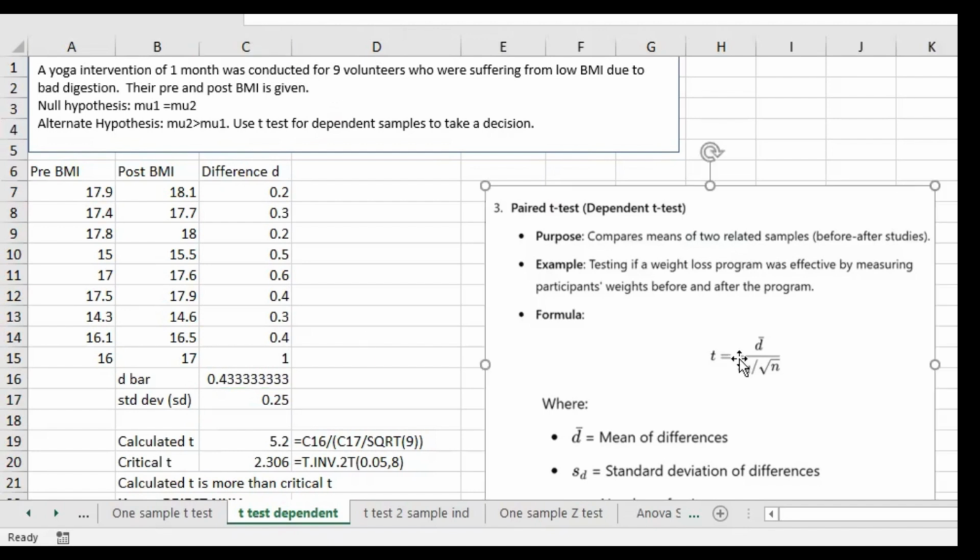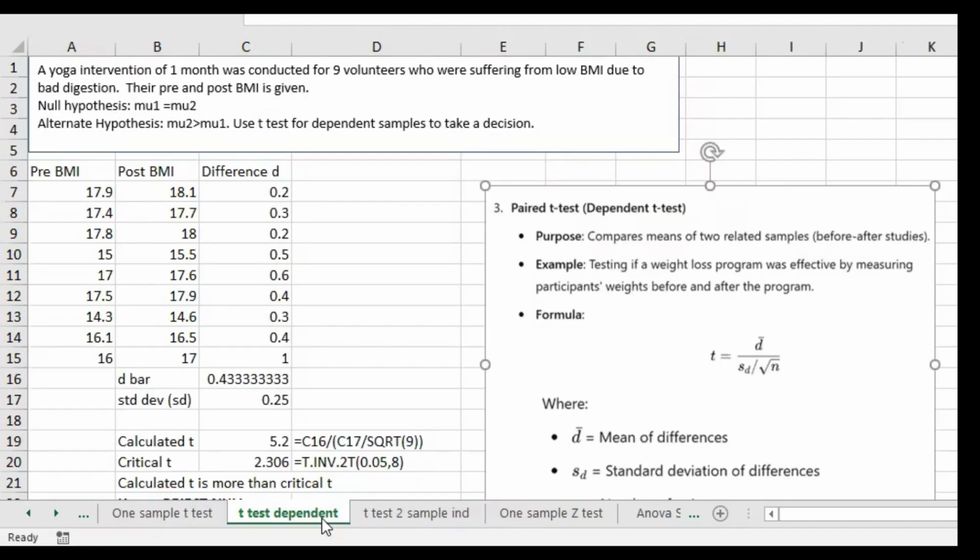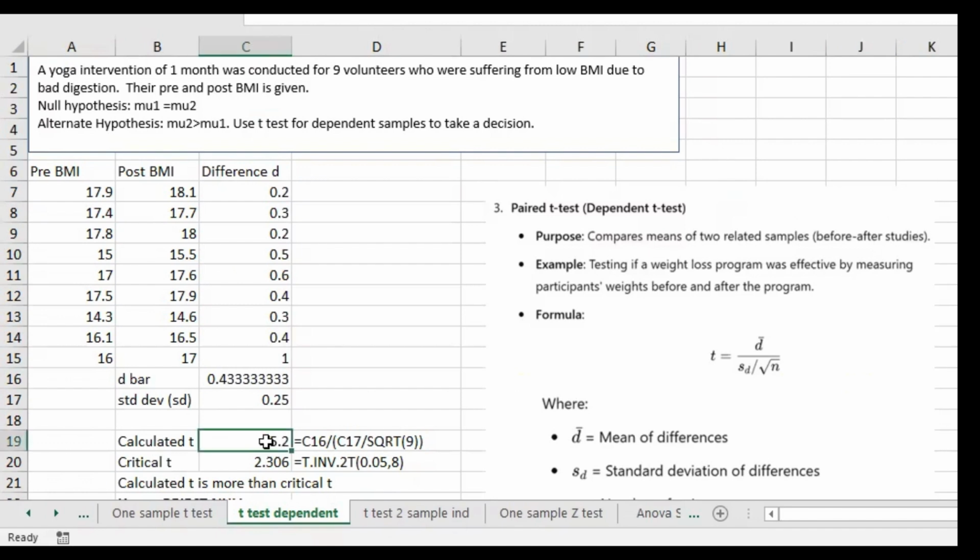The formula for the calculated T is given here: D bar divided by standard deviation S or SD divided by root n. That's one and the same. The last formula also we had, same thing, but there it was called S. There's no difference. So calculate the T value by the formula, that is D bar. D bar is C16, divided by, bracket open, C17, that is SD or S, whatever we call, divided by square root of N.